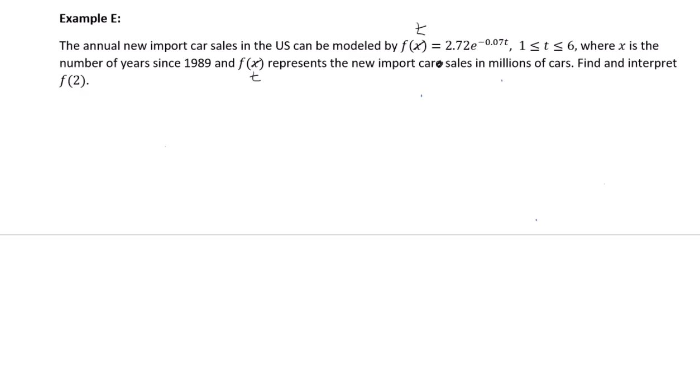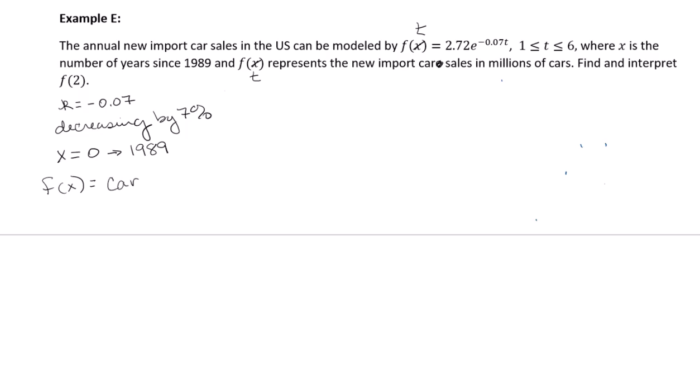So let's take a look at what we know. Our k is negative 0.07, so that means it is decaying or decreasing by 7%. We also know that x is the number of years since 1989, so if x equals 0, that is equivalent to the year 1989. And f(x) represents the new car sales in millions of cars.